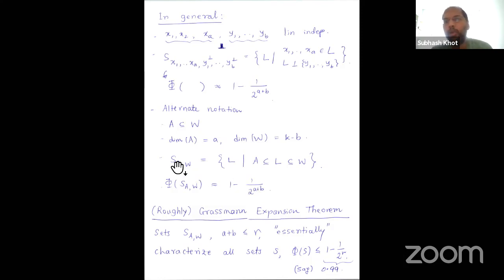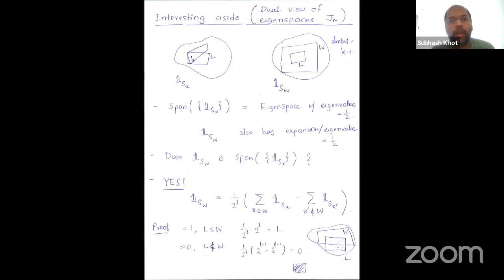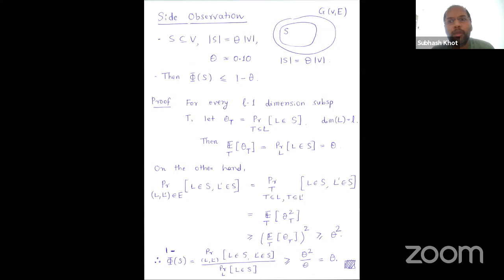Roughly what this Grassmann expansion theorem states is that these sets S sub AW, where a plus b is a small constant, are essentially all the sets. This is essentially a characterization of sets whose expansion is bounded away from 1. So if a plus b is r, then the expansion is 1 minus 1 over 2 to the r. But it's a little more subtle than this. The subtle point is the following, and yeah, so let me.